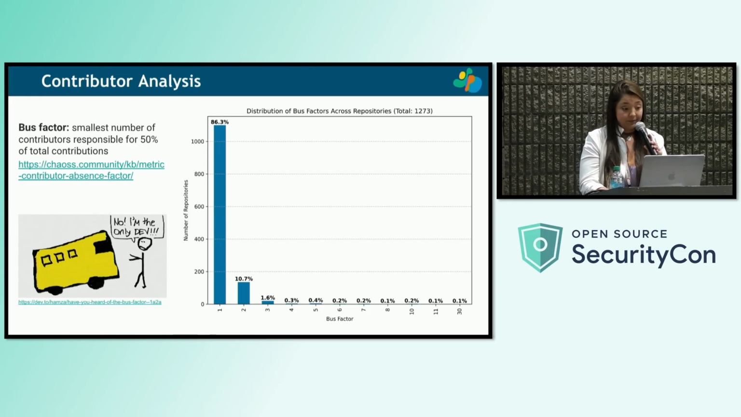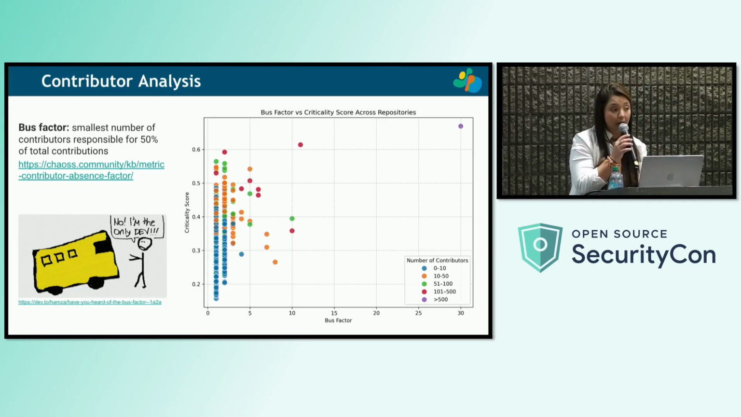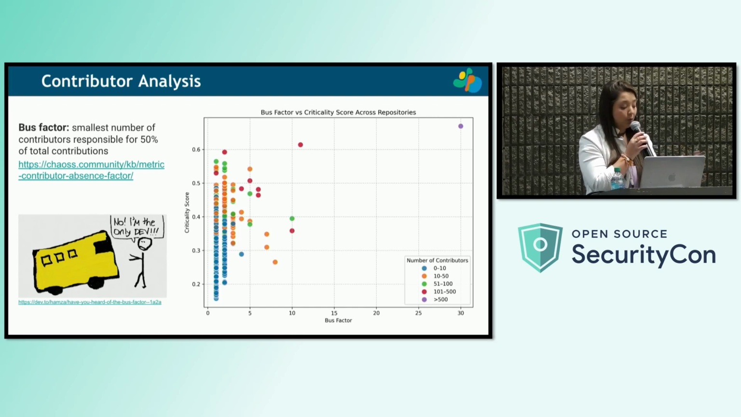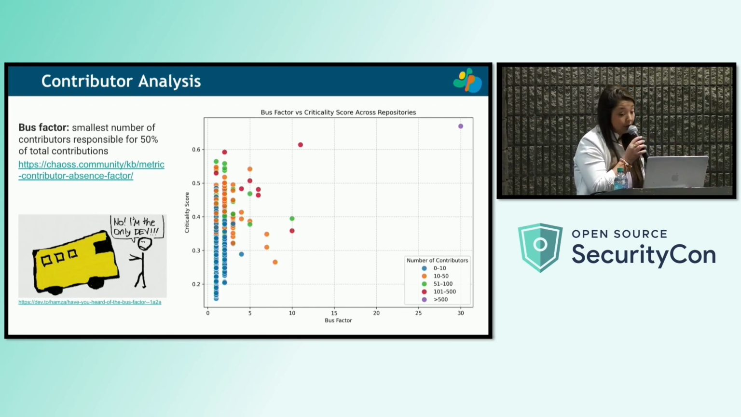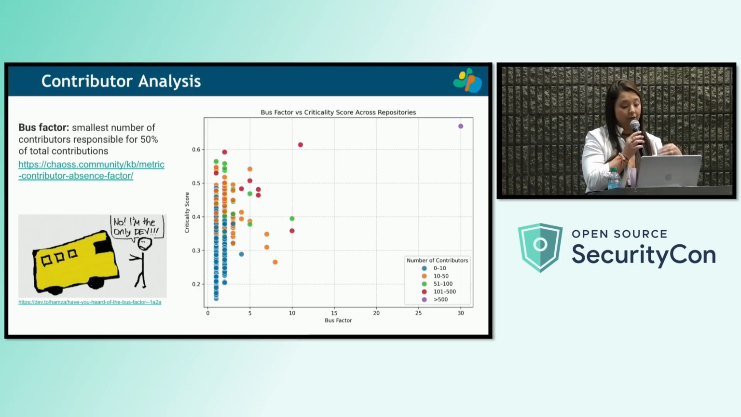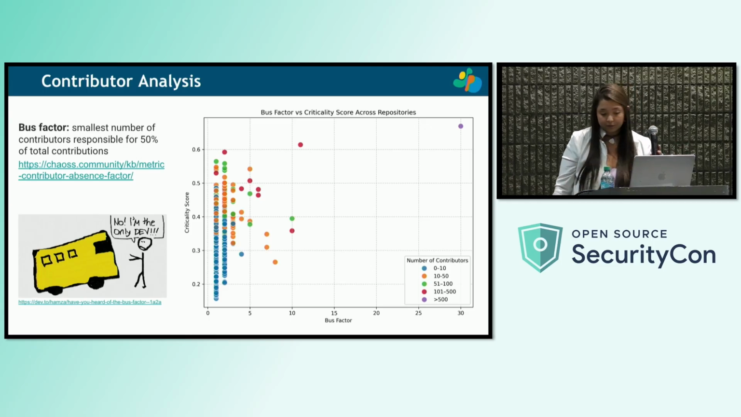Not very good. And the worst of all is that if we look at that compared to the criticality score, we don't really see that much change. Yes, there's a couple of projects that have a very high criticality score that have better bus factors, which is very good. But in general, a lot of the projects that have high criticality scores have very low bus factors.